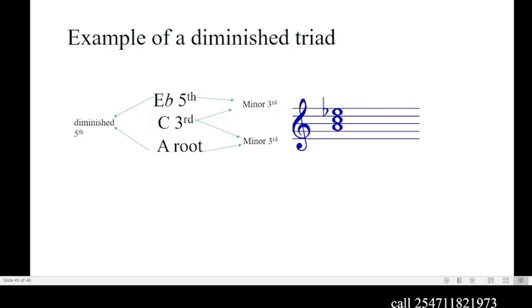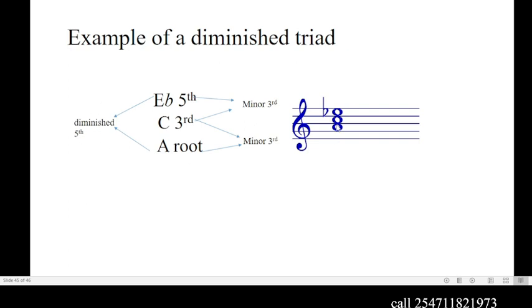An example of a diminished triad. Here, for example, we have A, C, and E flat. From A to C is a minor third. Then from C to E flat is also a minor third. And then from A to E flat, the distance is a diminished fifth.